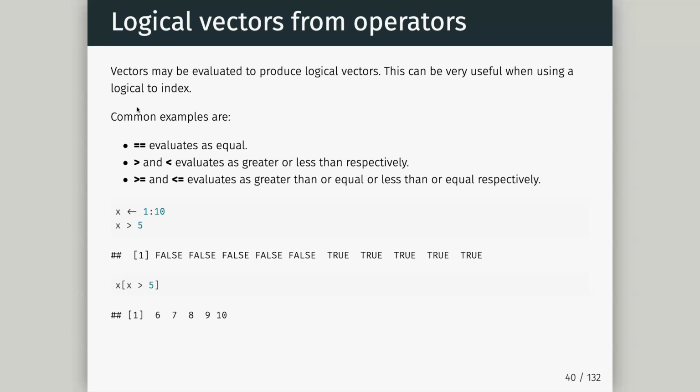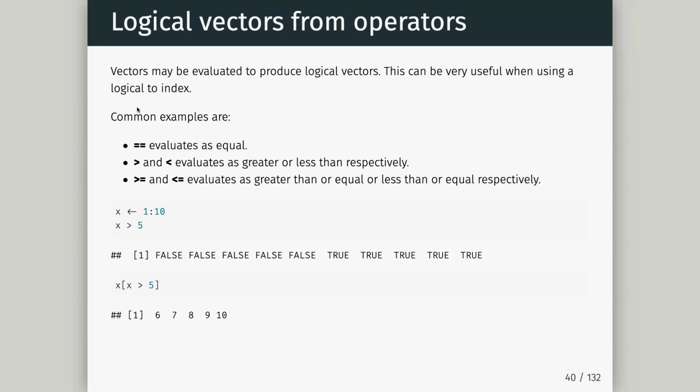In this case, we're going to create a vector x of 1 to 10, and I'm just going to evaluate x is greater than 5. This should then return a logical. If we look, we get a logical back: false, false, false, false, false. The sixth value is greater than 5, then 7, 8.